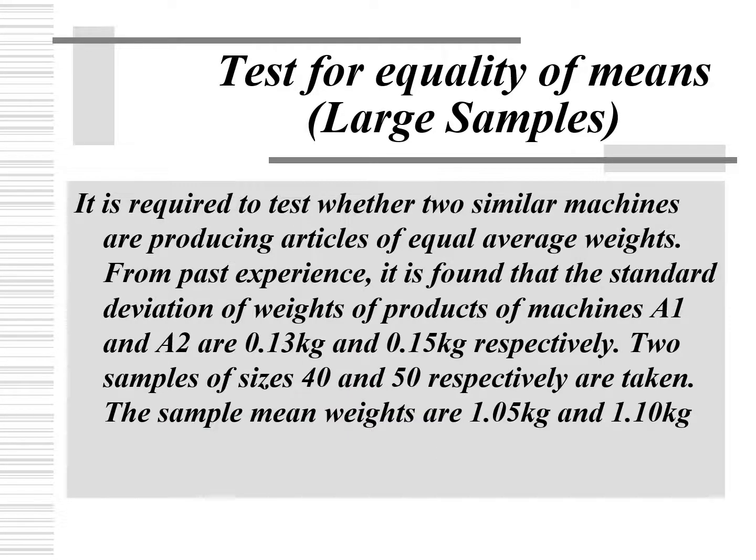Now this is a small caselet. We have to test whether two similar machines are producing articles of equal average weights. A1 and A2 are two machines, and the standard deviations of weights produced by these machines are found to be 0.13 kg and 0.15 kg. Two samples of size 40 and 50 were taken from the products of the two machines. The sample mean weights are 1.05 and 1.10.